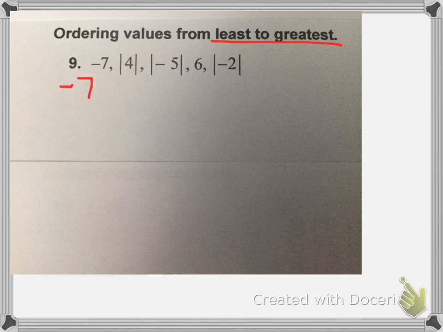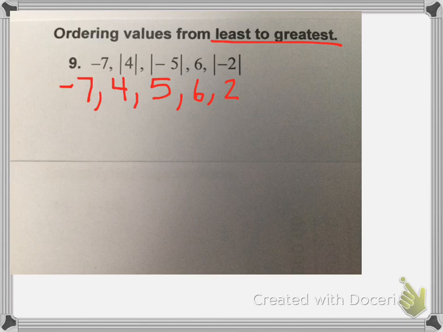That would just stay at -7. Absolute value of 4. How far away is 4 from 0? That would be 4. Absolute value of -5. How far away is -5 from 0? That would be 5. 6. Keep that like that. And the absolute value of -2. How far away is -2 from 0? That would be 2. Okay, now we are going to put them in order from least to greatest.